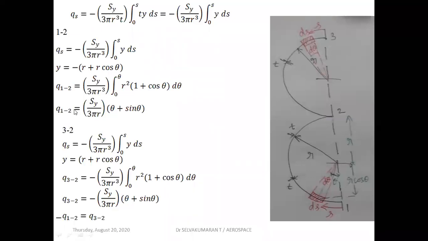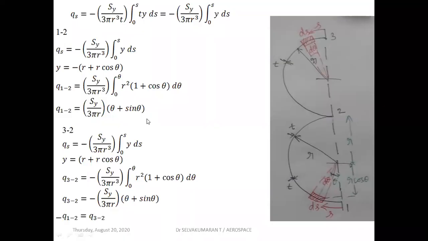So this is the valid shear flow expression for the section 1 to 2. If theta is 0, what happens here? The shear flow is 0, that is q1 is 0 at point 1. Then if theta is pi, what is the shear flow value? Like that we can calculate it, but for the time being, keep it as it is.